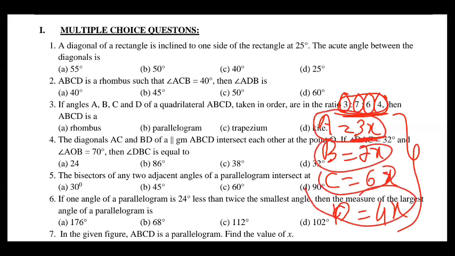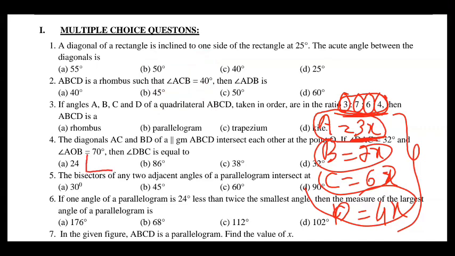Okay? Do you know what is the sum of everything in the quadrilateral? All the angles ka sum kya ho rahega? This angles form 180 degree. This angles forms 180 degree. 180 plus 180? What is 180 plus 180, Laiba? 360. Yes, it's 360 degree.